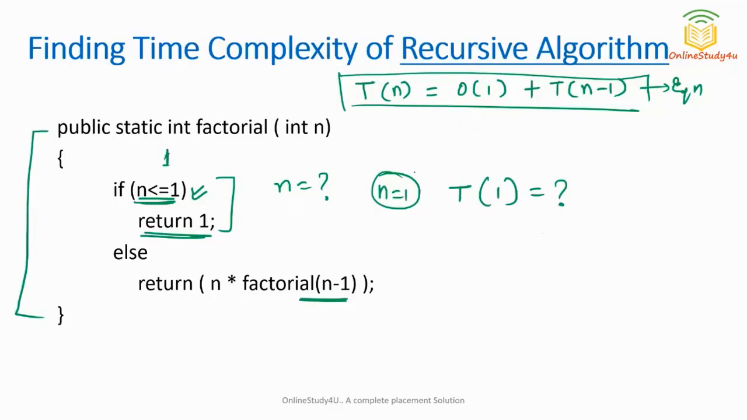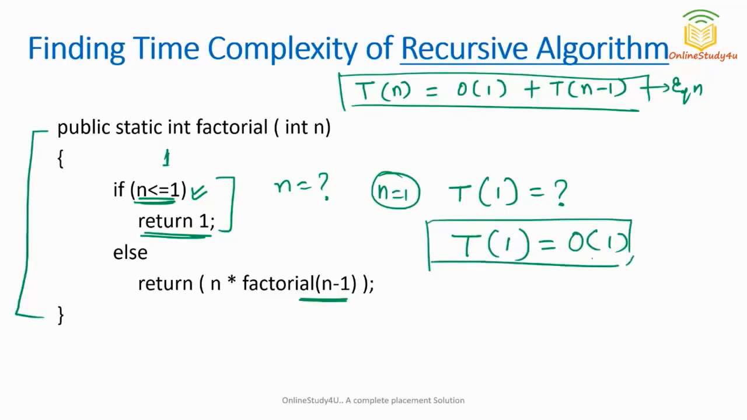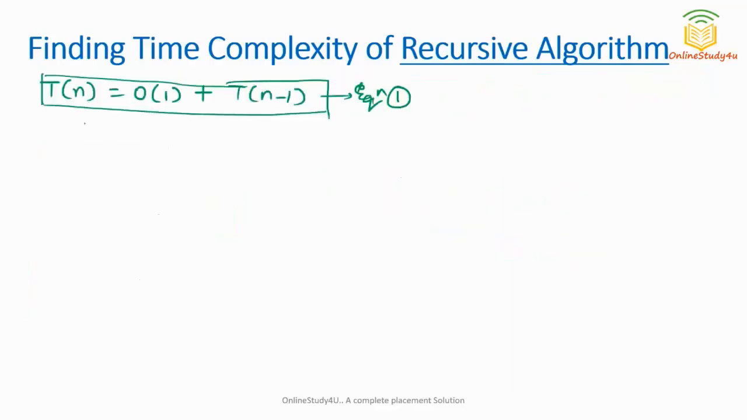Okay, good. We are going good. So we have our second observation that t of 1 is big O of 1. So we are keeping it with us. We are keeping it here that t of 1 is nothing but big O of 1. So this is our base condition.